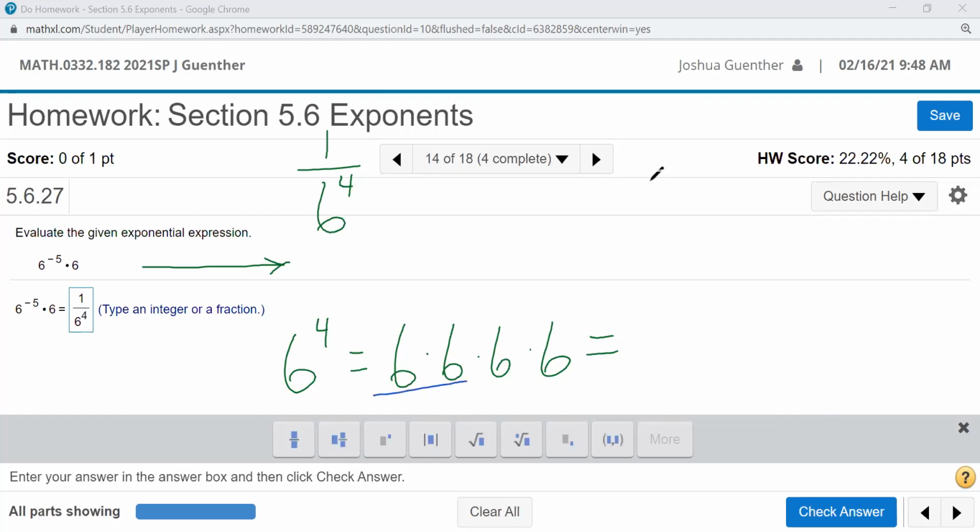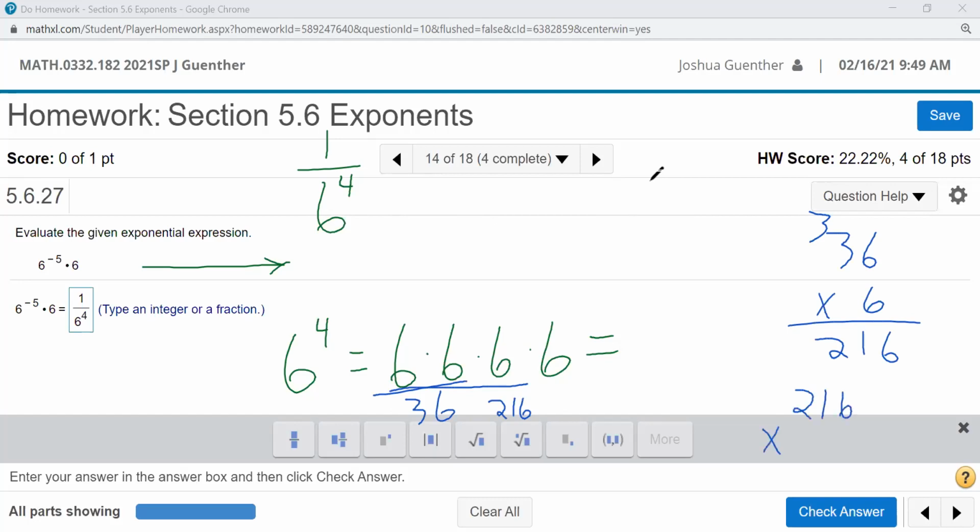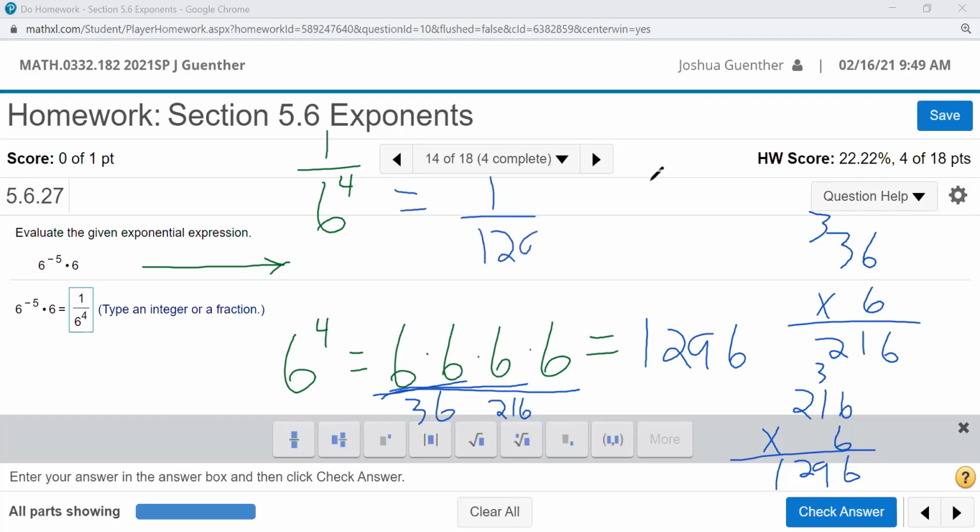6 times 6 is 36. We know that from our basic multiplication table. Then we need to do 36 times 6. You get 216. So we still have one more to do: 216 times 6. And now all of them together, you get 1296. So 1 over 6 to the fourth is 1 over 1296.